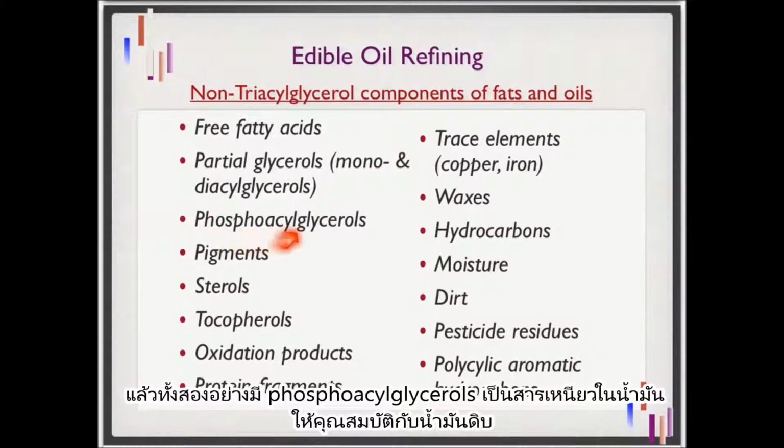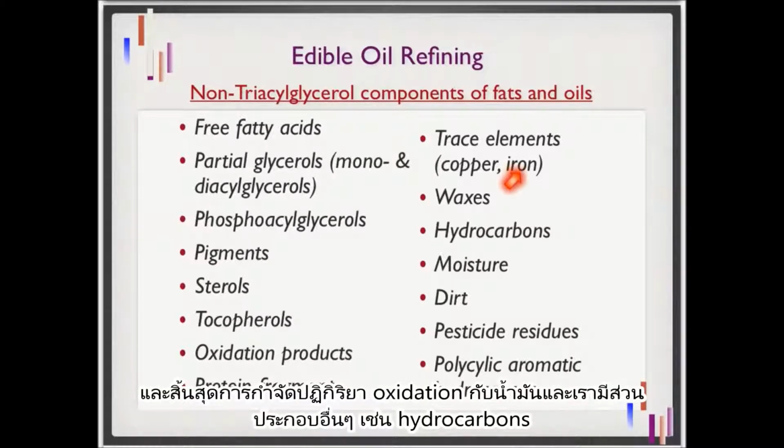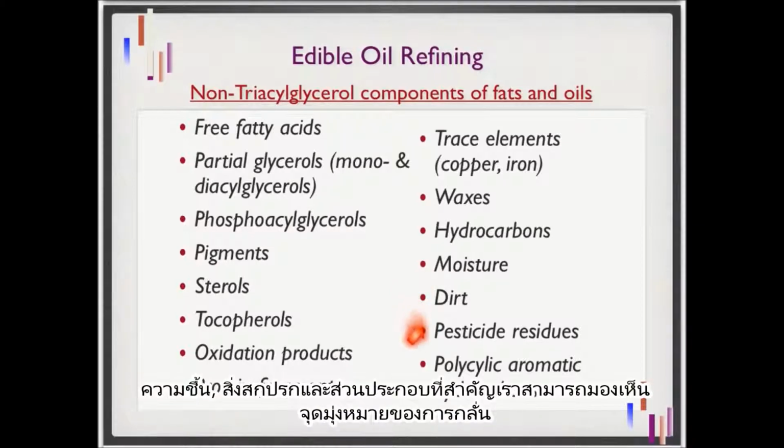Then we have phosphoacylglycerol or phosphatides. This is what we call gums in the oil, which give a viscous property to the crude oil. And other components such as pigment, sterol, tocopherol, oxidation products, protein, and the trace elements. The trace elements such as copper and iron are actually pro-oxidants, which can promote oxidation in the oil. So we need to remove these to avoid oxidation of the oil. And we have other components such as waxes, hydrocarbons, moisture, dirts, and other components.